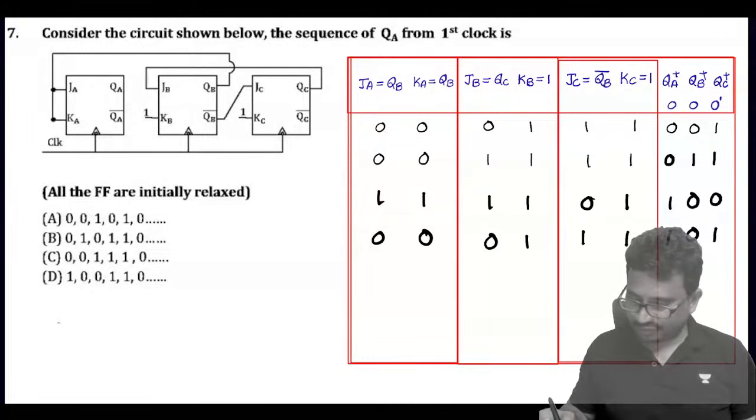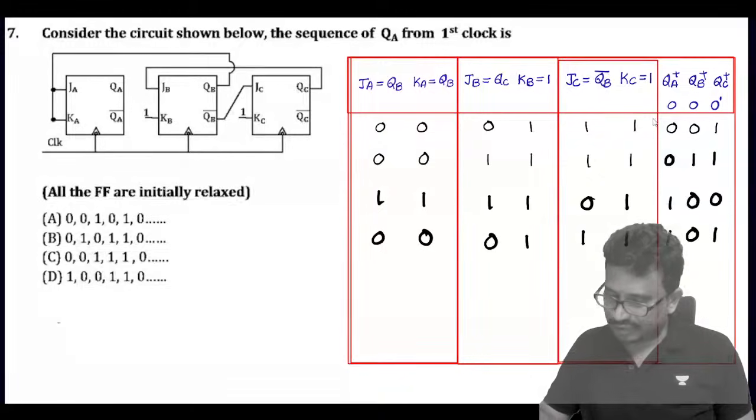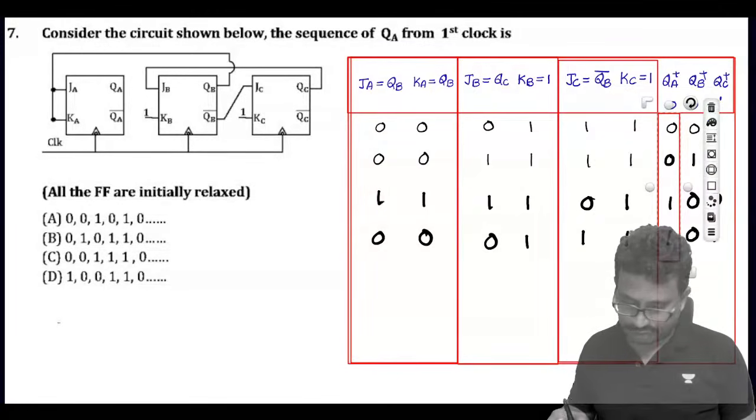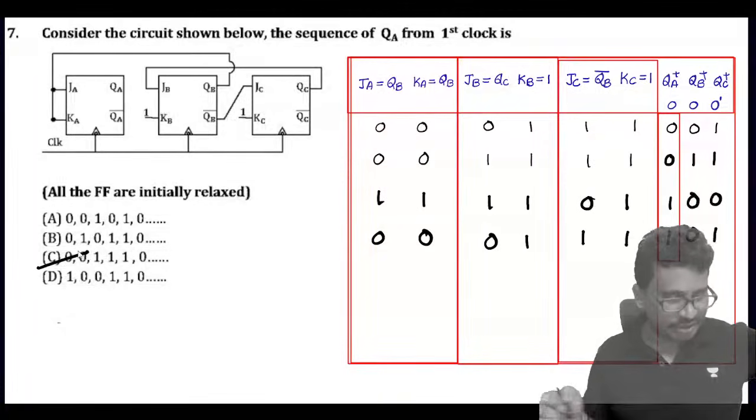They are asking to find QA. So you see the QA values we are getting like this: 0, 0, 1, 1. So check the options now. 0, 0, 1, 1. So option C.